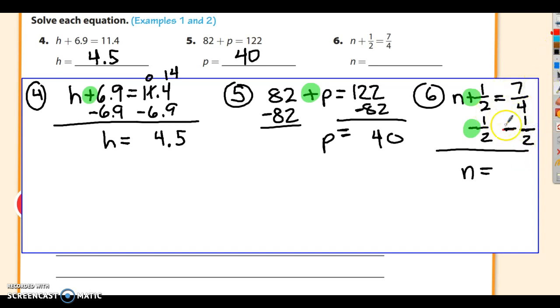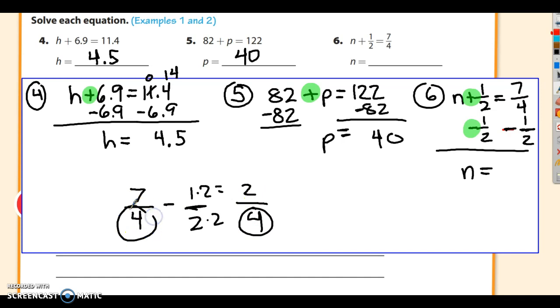So I'm going to take this problem right here and I'm going to rewrite it as 7/4 minus 1/2. And I still can't solve that because of my denominator problem, so I'm going to double these and I'm going to get 2/4. And so now I have 7/4 minus 2/4. Since I have the same denominator, I can subtract my numerators. 7 minus 2 is 5 over 4. And that can be written as 5/4 or it can be written as 1 and 1/4. Both answers are acceptable. 5/4 or 1 and 1/4.